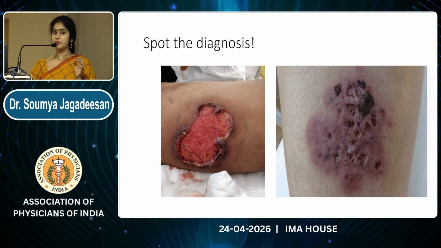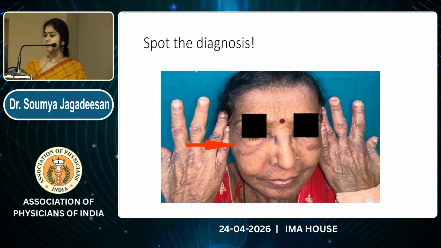The classical association of pyoderma gangrenosum is with ulcerative colitis. Yes, ulcerative colitis and Crohn's disease. So this is IBD-associated pyoderma gangrenosum, and it often heals with cribriform scarring. When it scars, it will leave behind a cribriform appearance. So that is pyoderma gangrenosum.